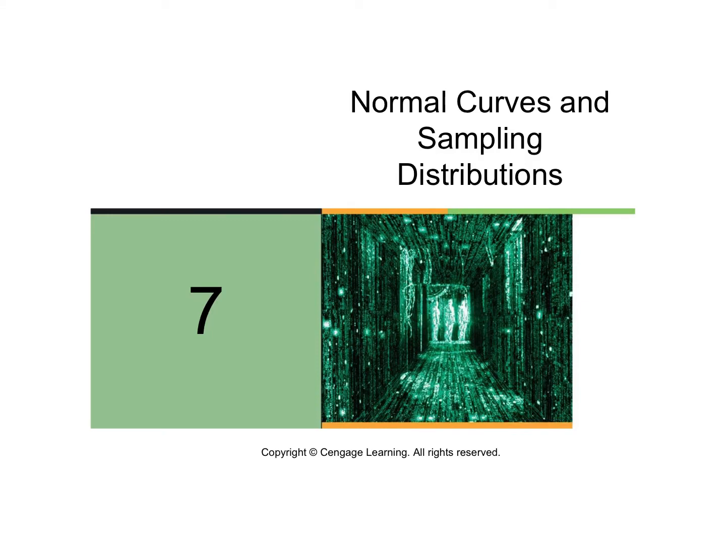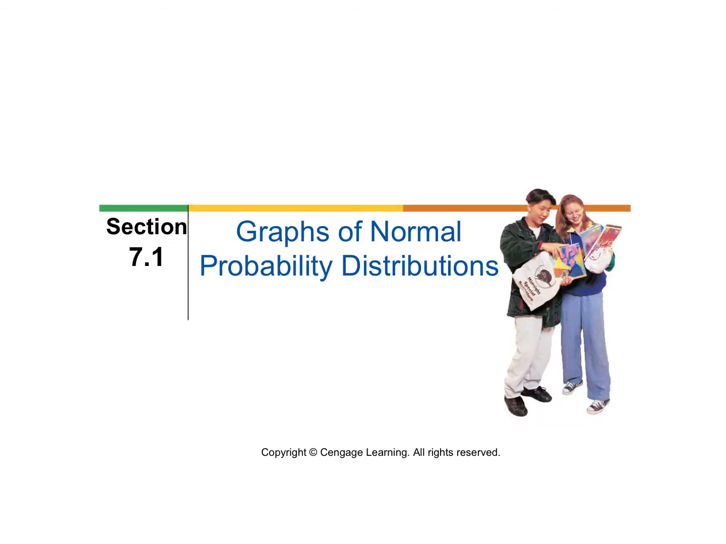We are starting chapter 7 now, and all of chapter 7 is going to deal with normal curves and sampling distributions. 7.1 is going to deal with graphs of normal probability distribution. So here are the things to be able to apply the empirical rules, the 68, the 95, and the 99.7.